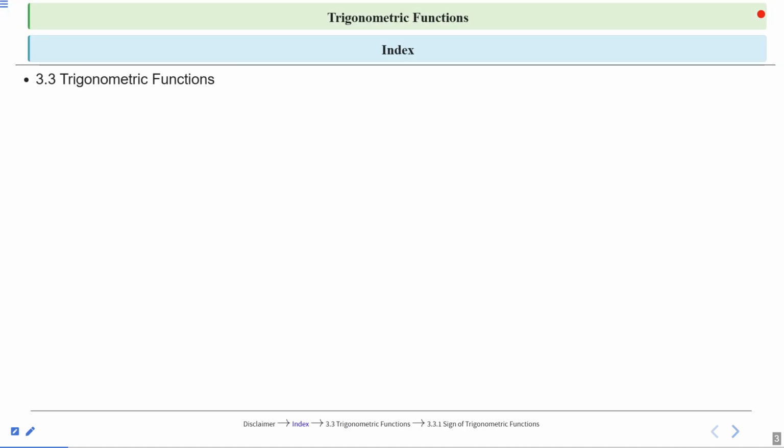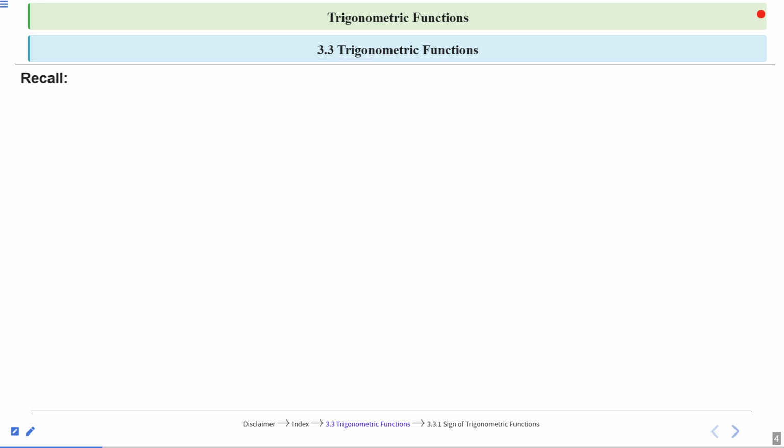So let us start. In this lecture, we will study NCERT section 3.3 trigonometric functions. After that, we will discuss NCERT section 3.3.1 sign of trigonometric functions, right? So let us start. NCERT section 3.3 trigonometric function.